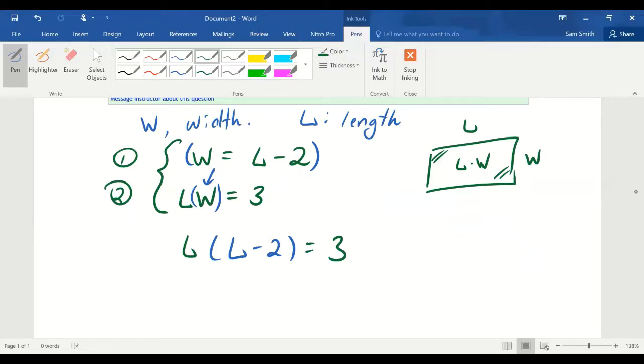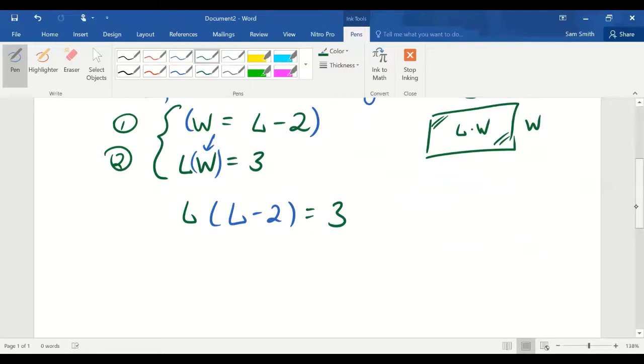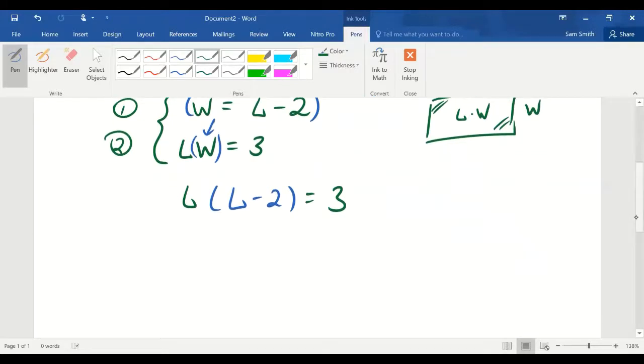Now on your own, see if you can solve this equation by yourself. Pause the video, give it a try. Now let's do it together. I would solve this equation first of all by distributing. L times L is L squared. Negative 2 times L is negative 2L, equaling 3 on the right-hand side.